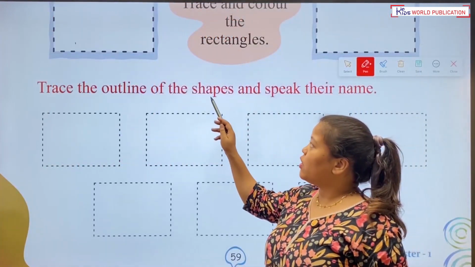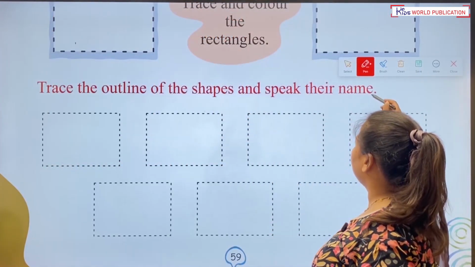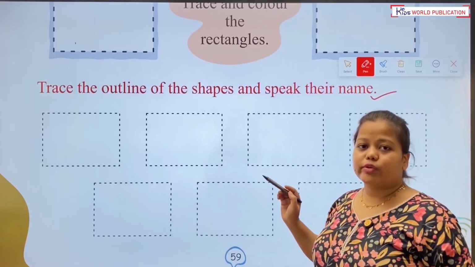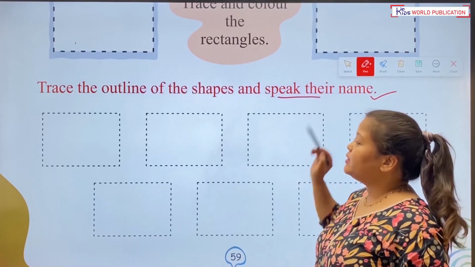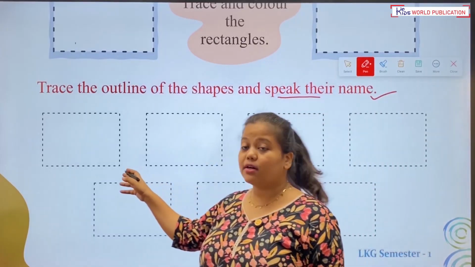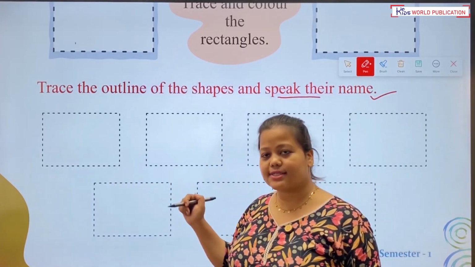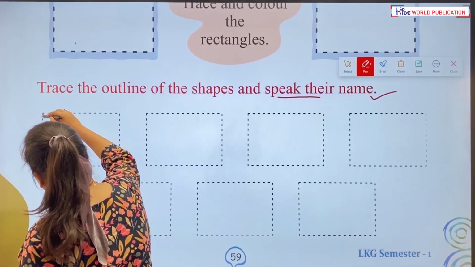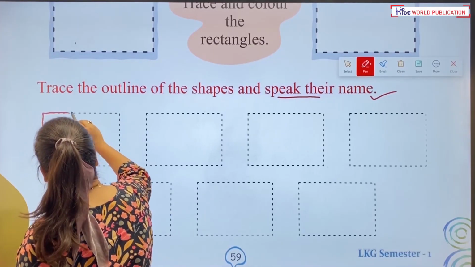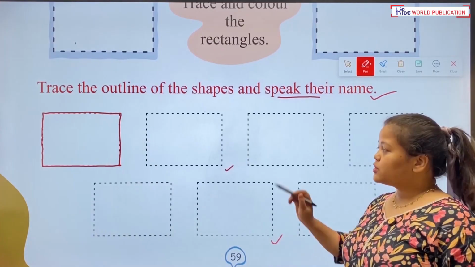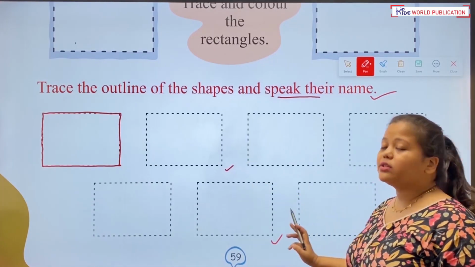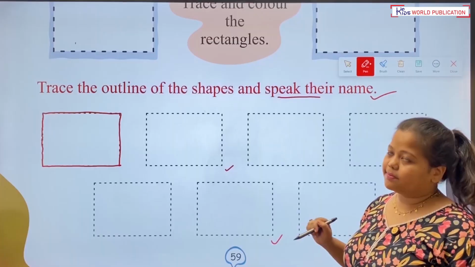Trace the outline of the shapes and speak their names. So what you will do? You will trace the rectangle and also speak their name. For example, this is a rectangle. Let's trace it. So kids, this is how you will trace all the rectangles and speak their names.